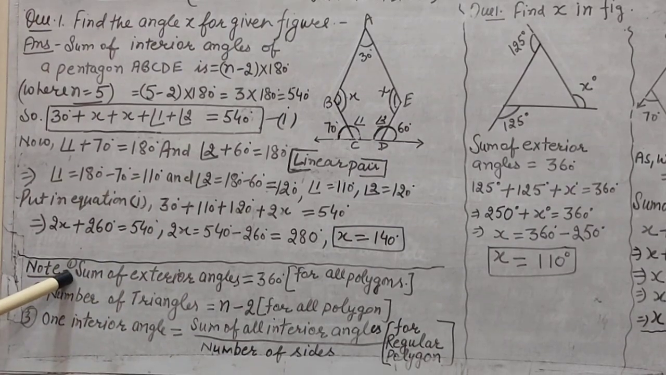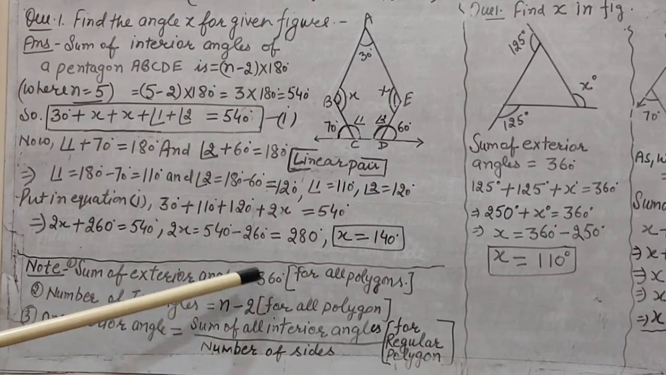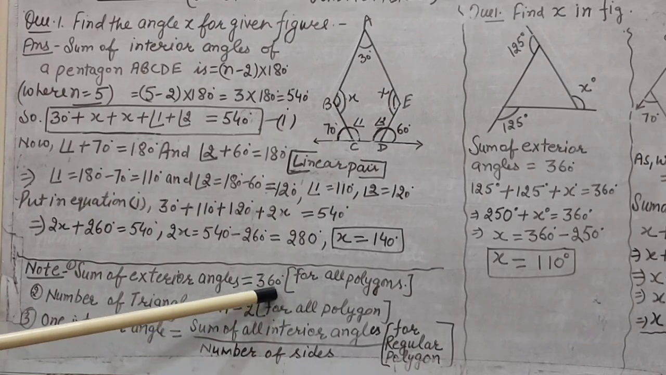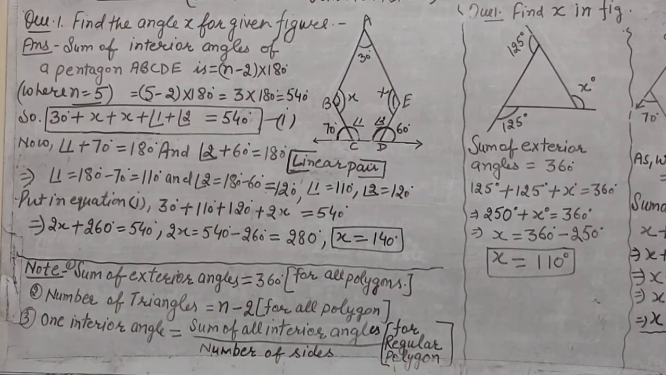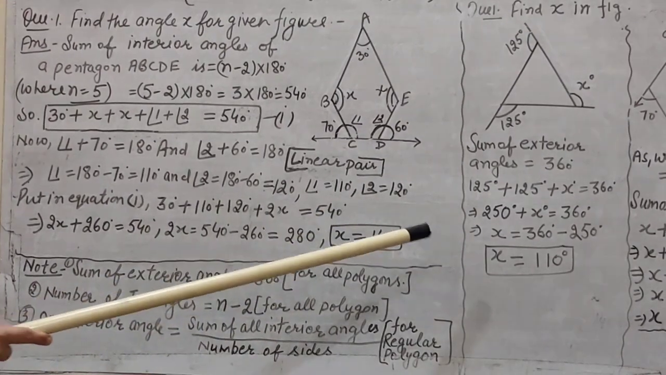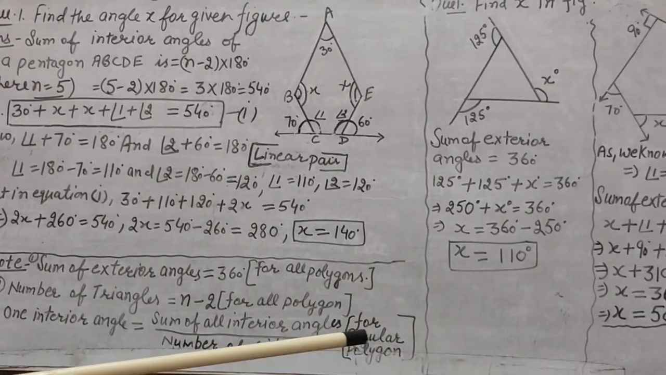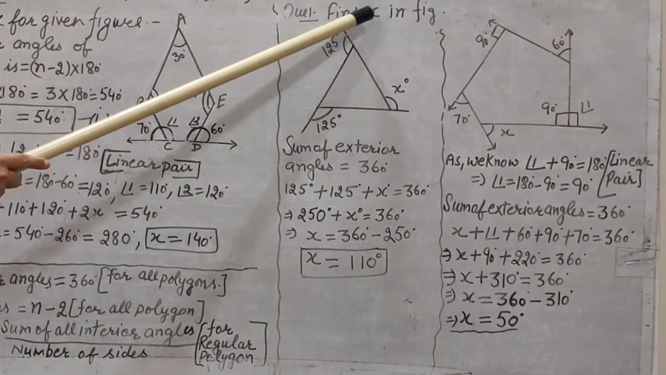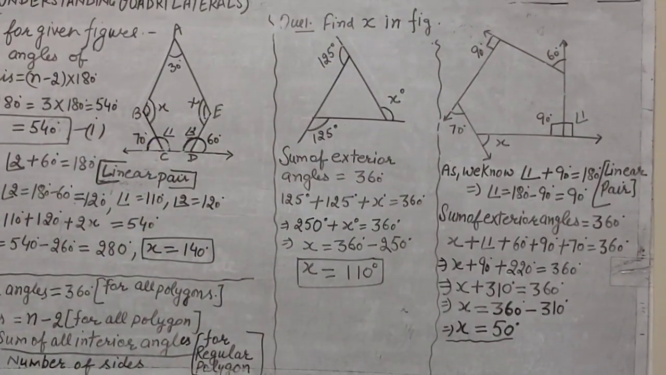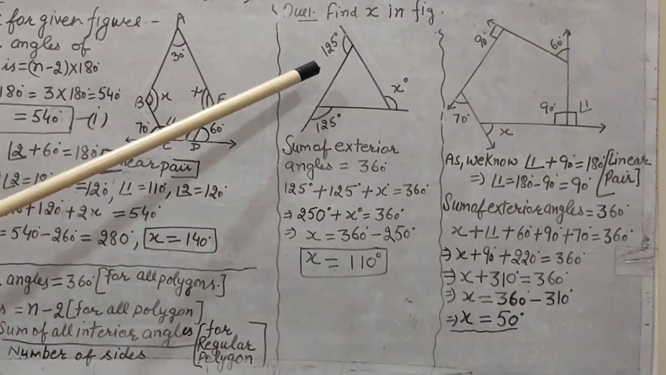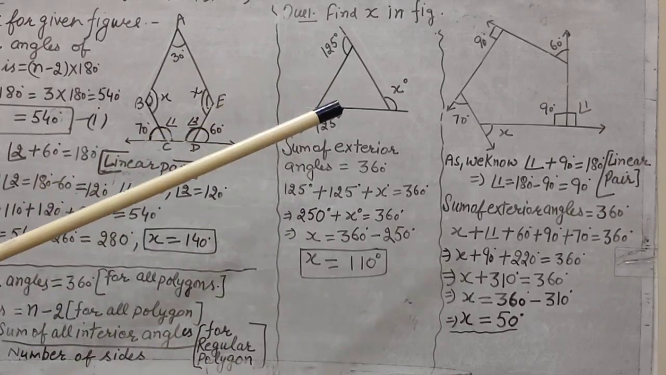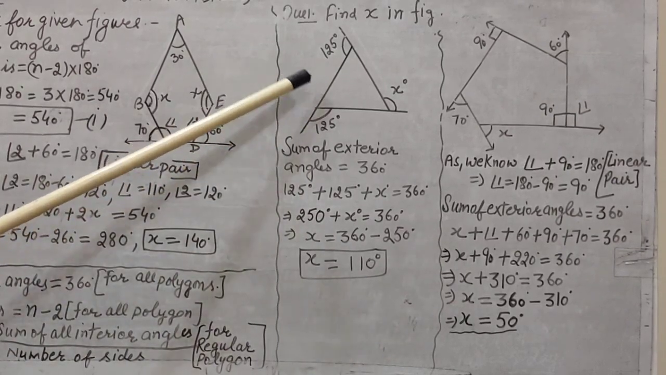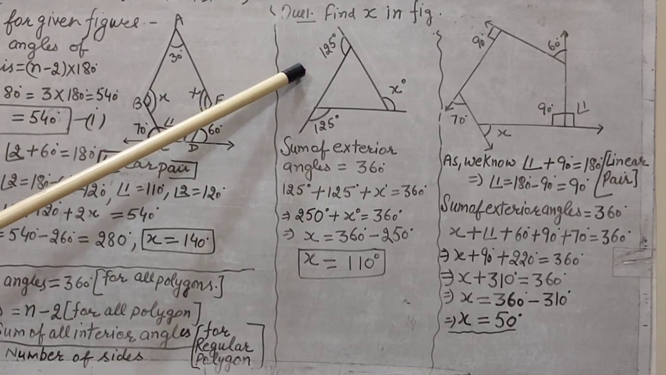Based upon the first formula, that is, the sum of exterior angles of a polygon is equal to 360 degrees, let us start with a few questions related to exercise 3.2. Question first is, find the value of x in the given figure. Now, understand the diagram by yourself.